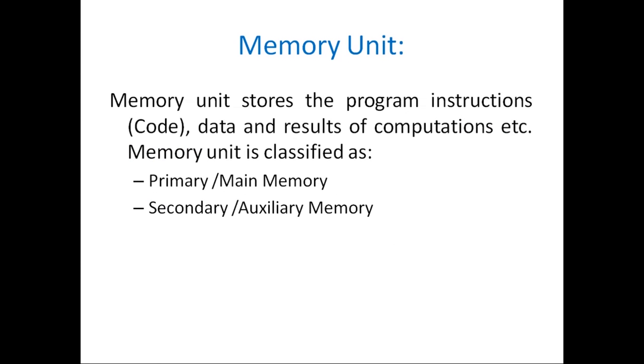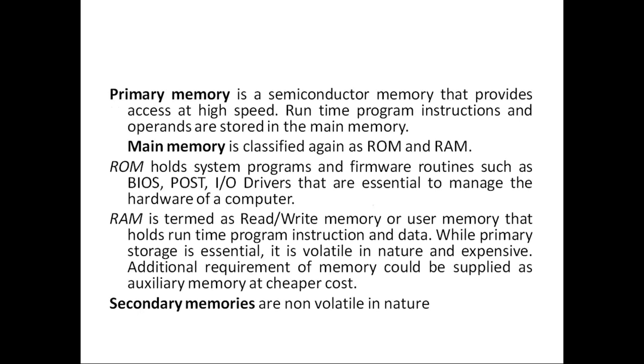Then coming to the memory unit, it stores the program instructions or the code, data and results of the computer, etc. Memory unit is classified as primary memory or main memory, and secondary or auxiliary memory. Now we will be studying about this memory. The primary memory is a semiconductor memory that provides access at a high speed, and runtime program instructions and operands are stored in the main memory only. The runtime program instruction, one is the instruction and operand is the data. Both are stored in the main memory, that is the primary memory.